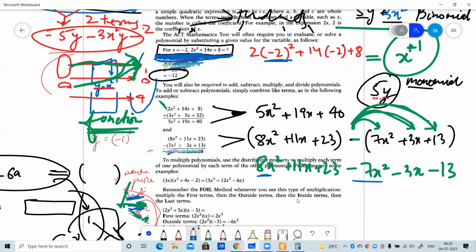I think it's easier to do it the other way, like it was here. Yeah, because you have the like terms near each other. Negative 7x squared is here, negative 3x is here, negative 13 is here, so it becomes easy. That's right.